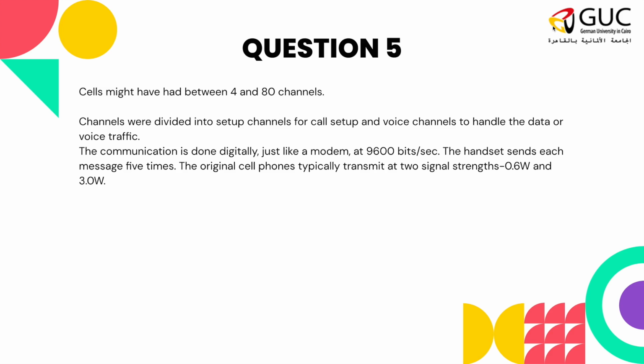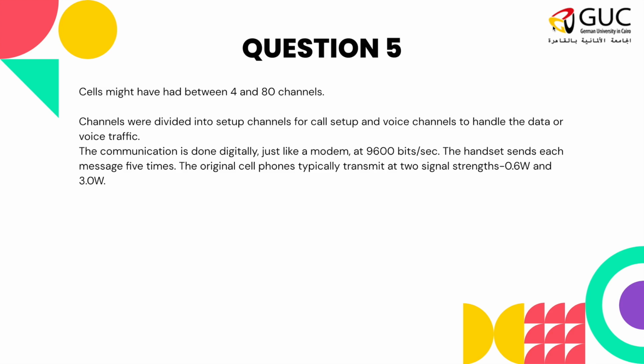The communication is done digitally, just like a modem, at 9600 bits per second. So 9600 bits are transmitted per second, and it's a digital communication. It is not analog. As I told you before, we are moving into digitalizing everything. So the signals are digital signals, and since they are digital, they are bits, zeros and ones. And it is done at a rate of 9600 bits per second.